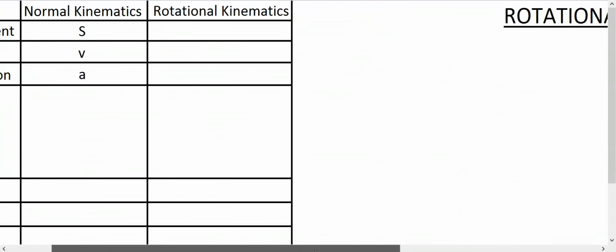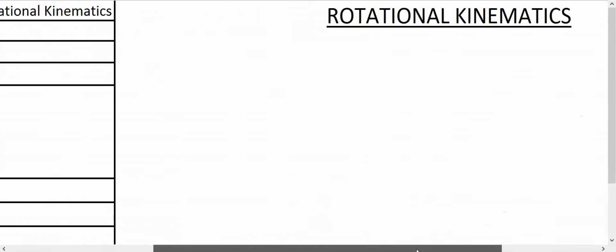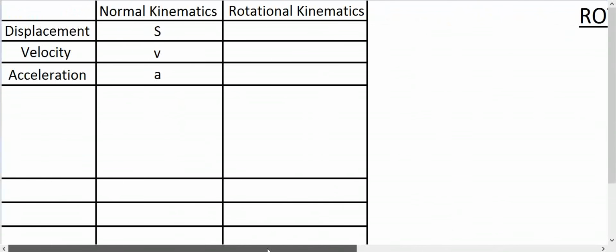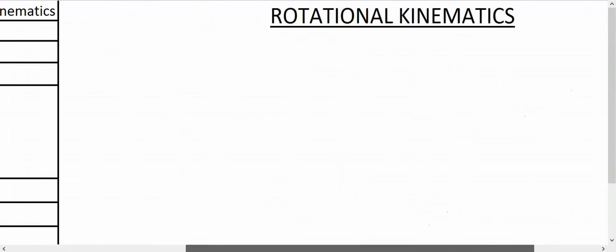Okay, right. So now that we've talked about radians, let's move on to the actual rotational kinematics. First, let's refresh our memory on normal kinematics. You've learned about displacement, velocity, and acceleration before, right? Let's briefly talk about them again.